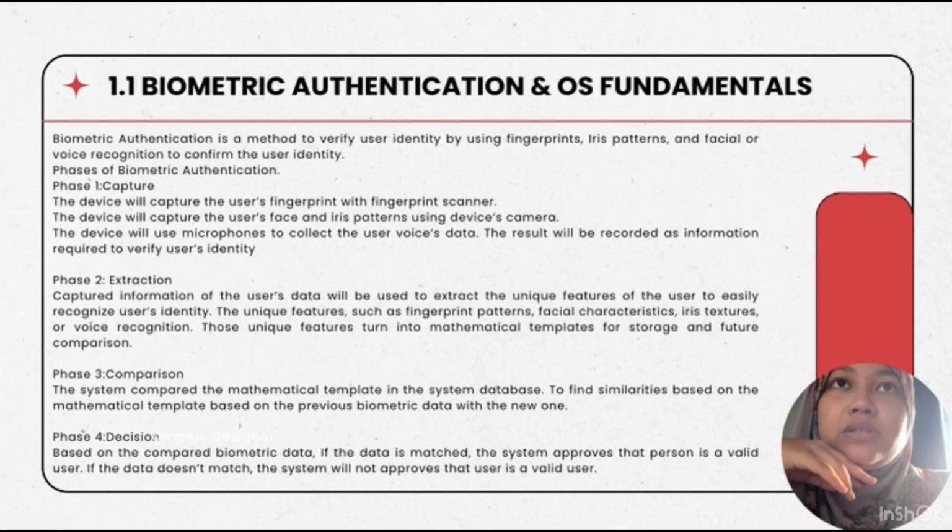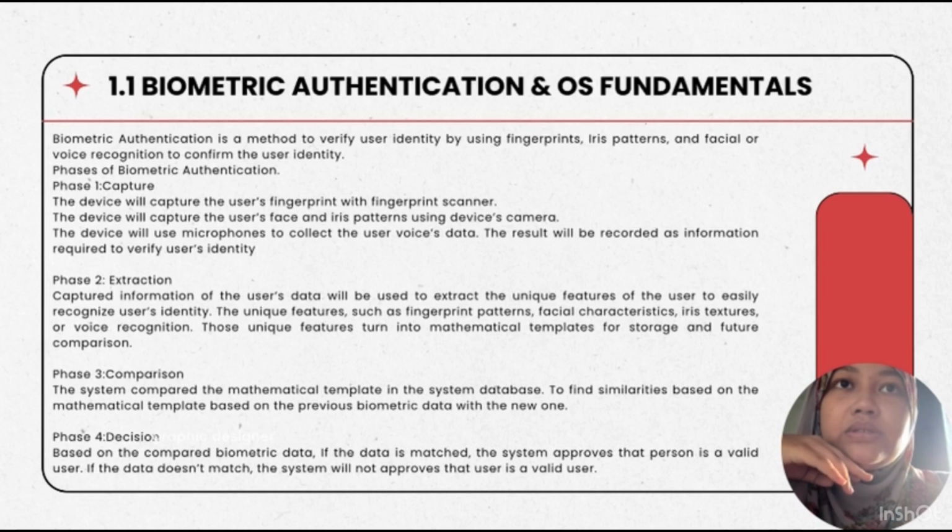Our first topic is biometric authentication and how it is used with the operating system. Biometric authentication is a method of verifying user identity using unique characteristics such as fingerprints, facial recognition, iris pattern, or voice recognition. The process consists of four phases.